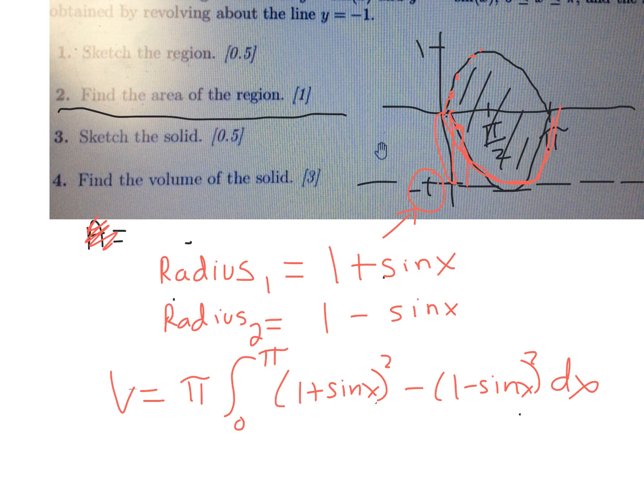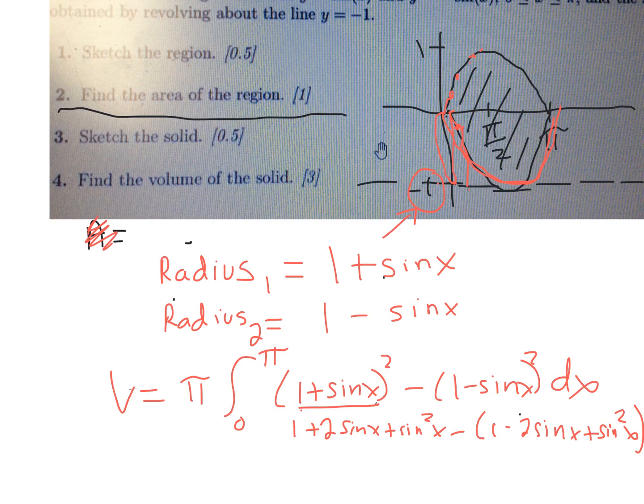But all you need to do is work these out by expanding your binomial. And so this is 1 plus sine x times 1 plus sine x. So it would give you 1 plus 2 sine x plus sine squared x. And then the other one is going to give you 1 minus 2 sine x plus sine squared x. And then when you simplify, so here I'll just take you as far as this.